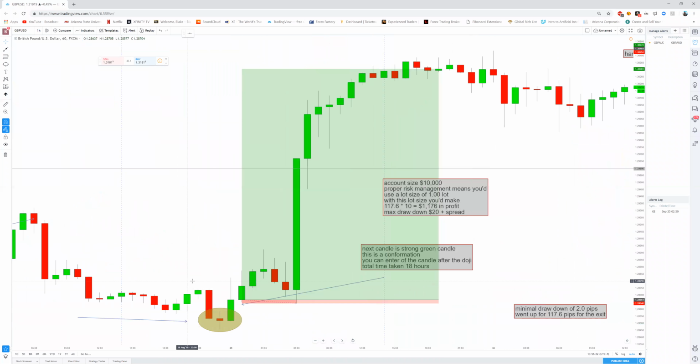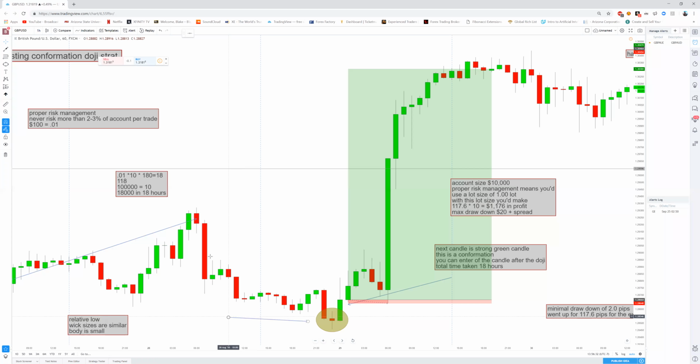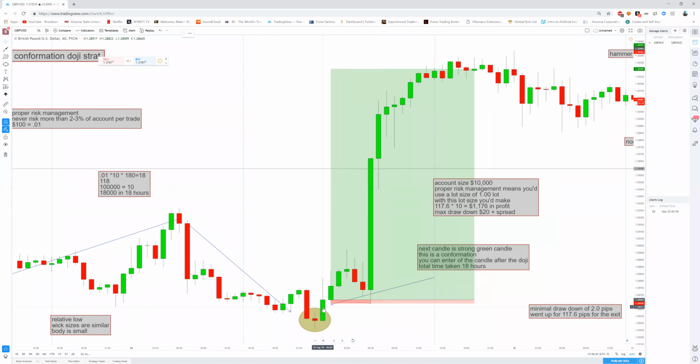So this is a different doji strategy. This one's a little bit more advanced than the basic doji strategy. This is where you look for a doji. As we can see, this red candle here, price was going down, and then we see the doji happen. And then what happens? The price goes up right after. So on this particular trade, we don't actually enter on the doji. We want to wait till we see the candle after.